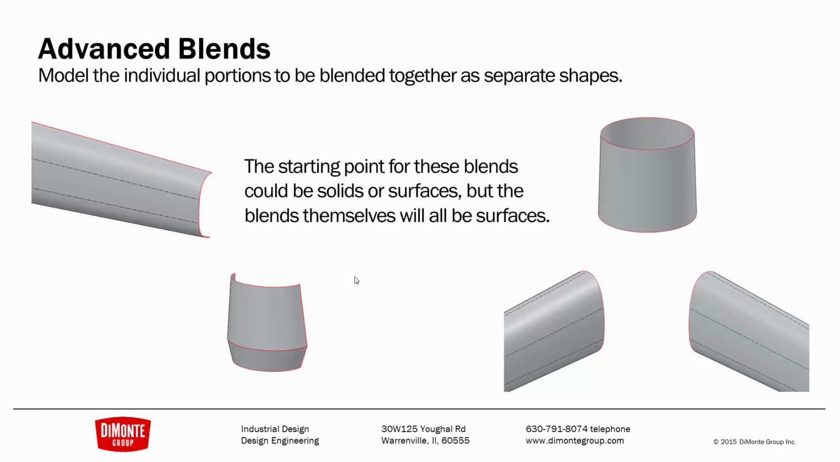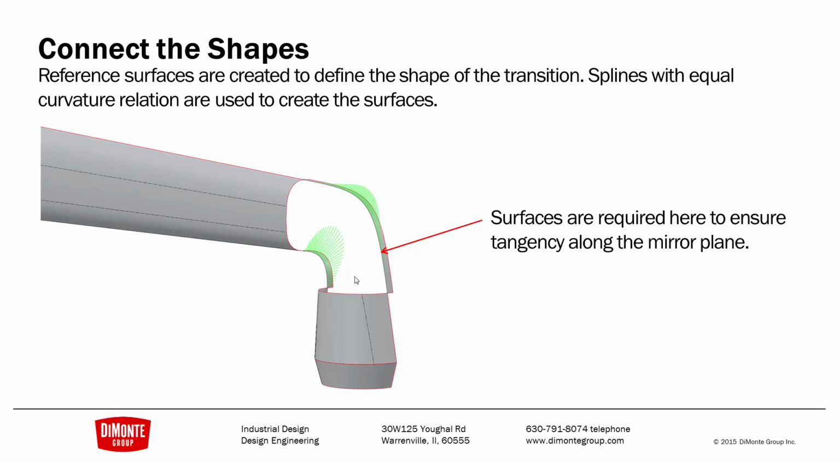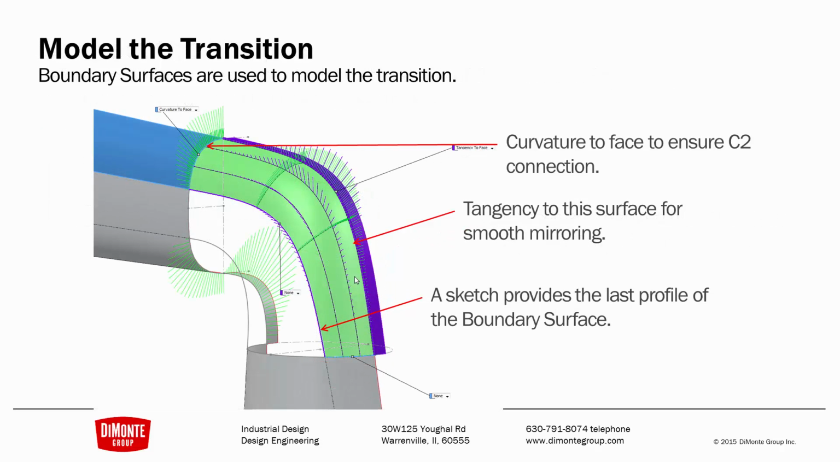So when modeling these advanced blends, the starting point could be surfaces or solids, but I need to use delete face if I'm using solids to turn them into surface bodies, because I will be using surface features to build the blends. I've connected the shapes with some splines. Equal curvature relation was added to both ends, and then I created an extruded surface to ensure tangency along the symmetry plane. I'm modeling the transition, making sure I have an equal number of edges that I'm blending between.